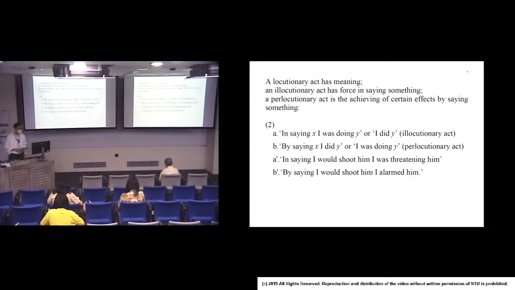And a perlocutionary act is the achieving of certain effects by saying something. So to put it in a more formal way, in saying X, I was doing Y. That's the illocutionary act. So by saying, you know, I pronounce you man and wife, I was pronouncing them man and wife. And I did pronounce them man and wife. So that's the illocutionary act. By saying there's a bull in the field, I scared the person and I was scaring him. That's the perlocutionary act. In saying I would shoot him, I was threatening him. By saying I would shoot him, I alarmed him. So this is the difference. This is the illocutionary act. This is the perlocutionary effect.